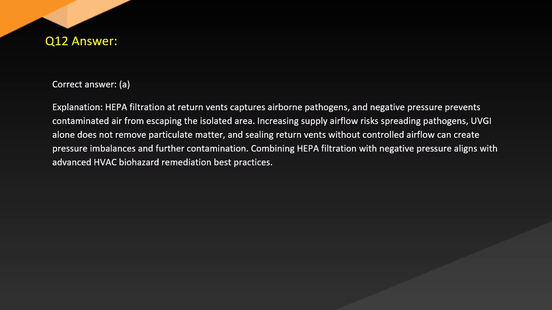HEPA filtration at return vents captures airborne pathogens, and negative pressure prevents contaminated air from escaping the isolated area. Increasing supply airflow risks spreading pathogens. UVGI alone does not remove particulate matter, and sealing return vents without controlled airflow can create pressure imbalances and further contamination. Combining HEPA filtration with negative pressure aligns with advanced biohazard remediation best practices.